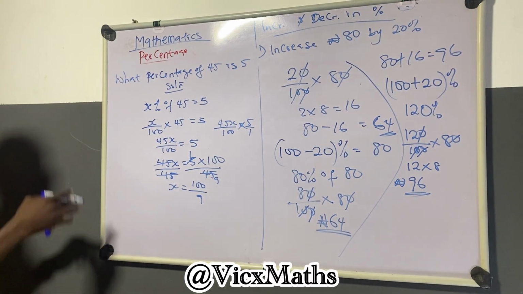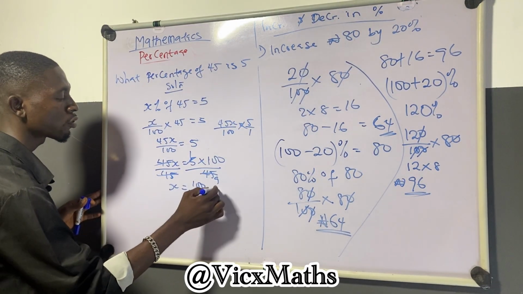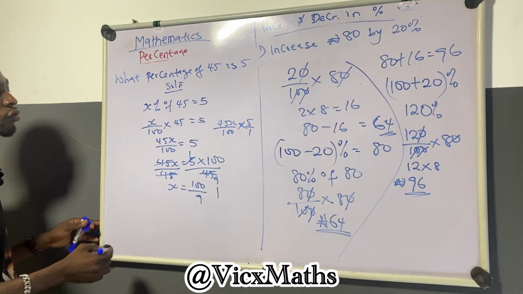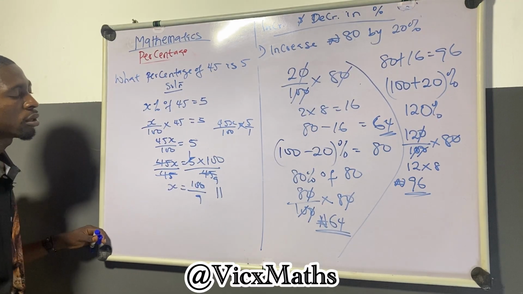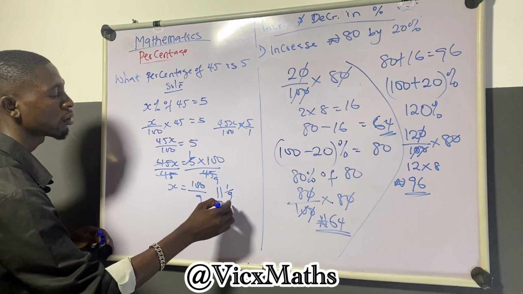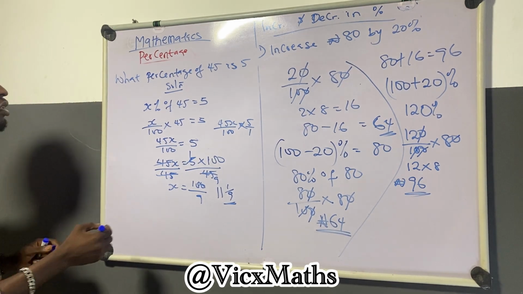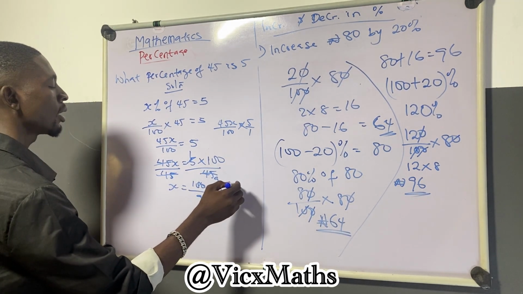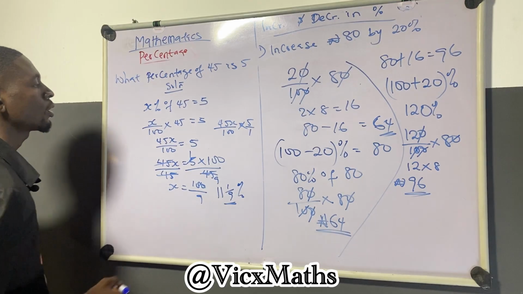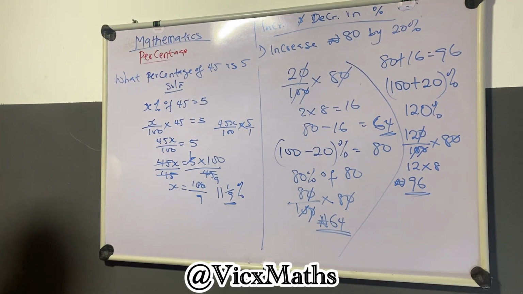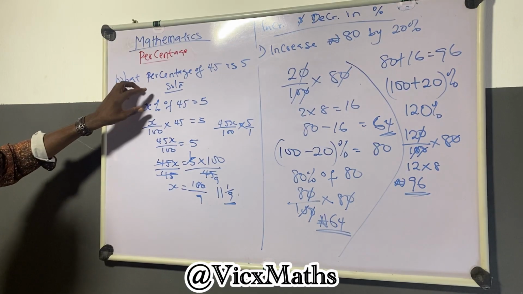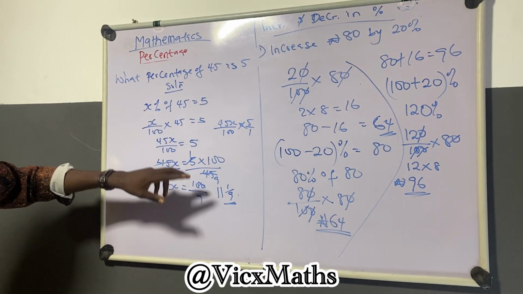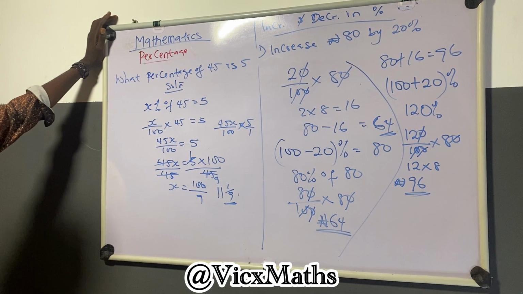Convert to an improper fraction. So what do we do? 9 goes into 100 eleven times. Are you with me? So 9 times 1 is 9, remainder 1. 9 goes into 10 once, remainder 1. So you have this as your answer. I said, what percentage of 45 is this? What percentage of 45 is 5?